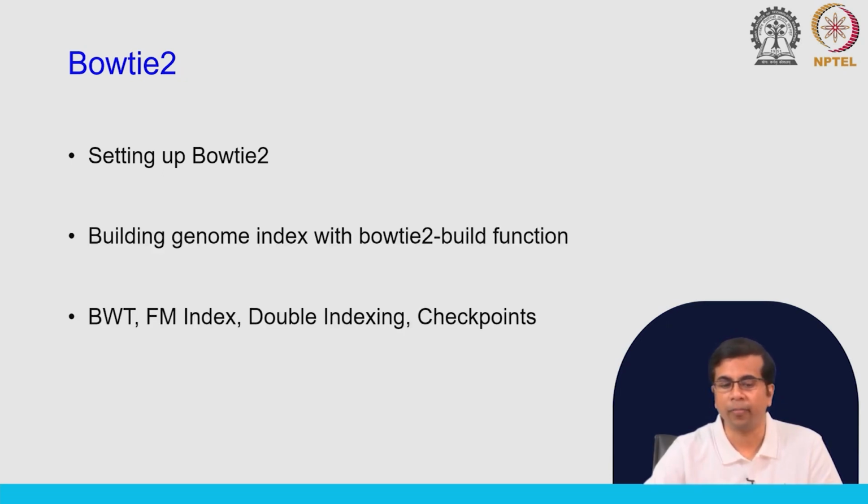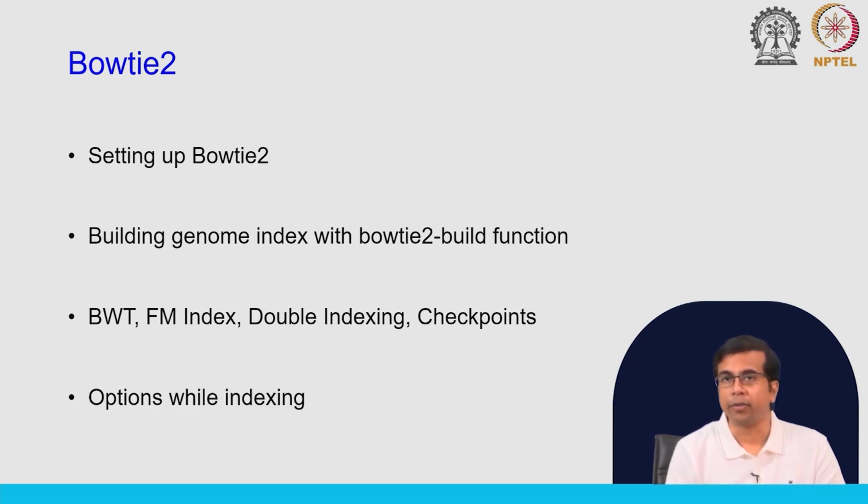Once this is done, we can do the genome indexing using the function called Bowtie2 build, and we utilized that function in the last class to build the index for the Saccharomyces cerevisiae genome. We downloaded the reference genome from NCBI RefSeq for Saccharomyces cerevisiae, because we are dealing with data from this organism. During this build function, the Burrows-Wheeler transform happens, followed by creation of the FM index, double indexing and checkpoints. You have seen this double indexing part, because we have the forward indexes, numbered 1, 2, 3, 4, and then you also have the reverse indexes. We have seen those.